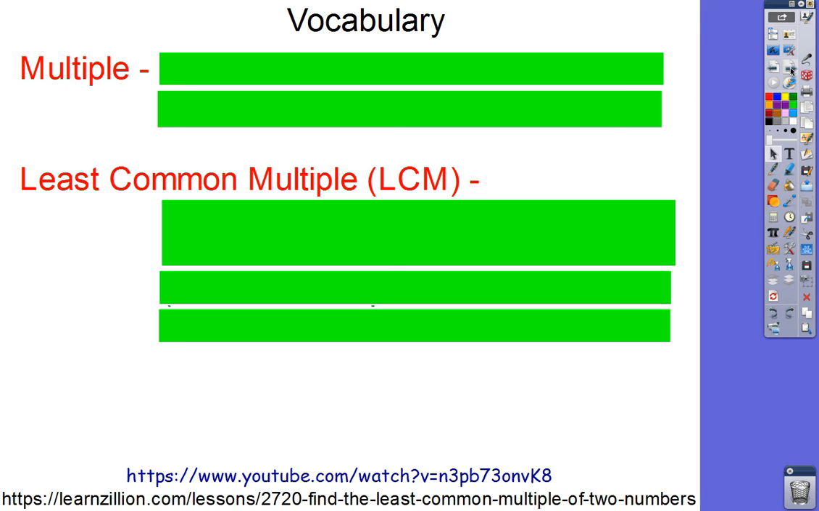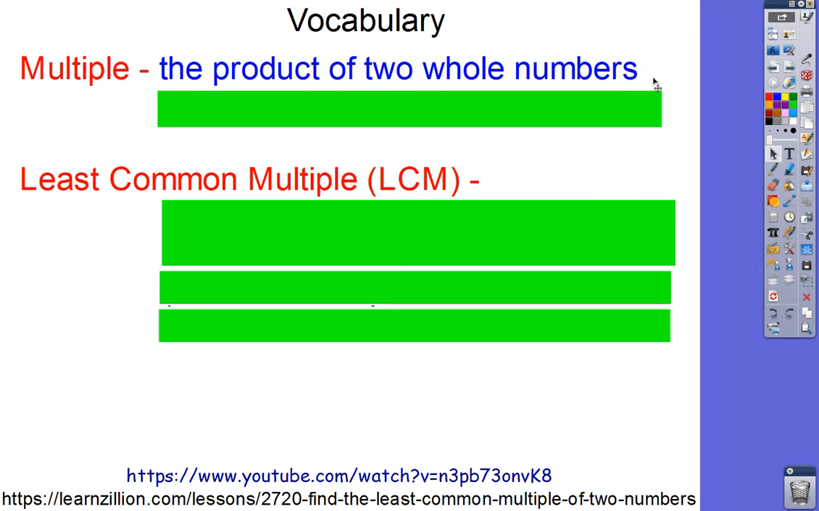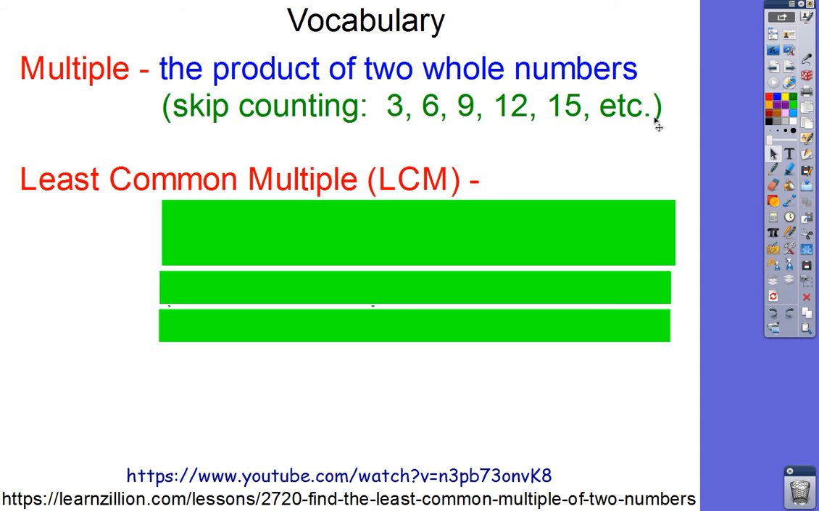First, we're going to talk about a multiple. A multiple is the product of two whole numbers. Another way you can think of multiple is skip counting. For example, 3, 6, 9, 12, 15. These are all of the multiples of 3. We have 3 times 1, 3 times 2, 3 times 3, but it's still the multiples of 3.